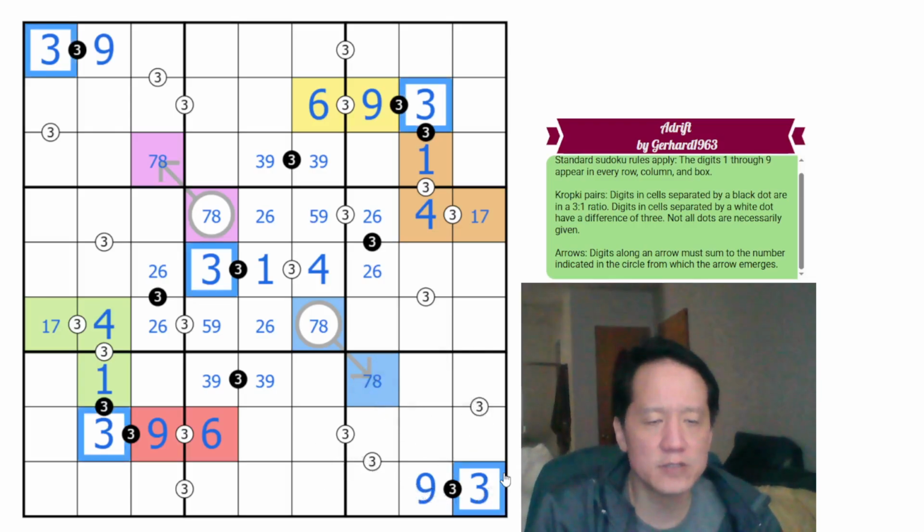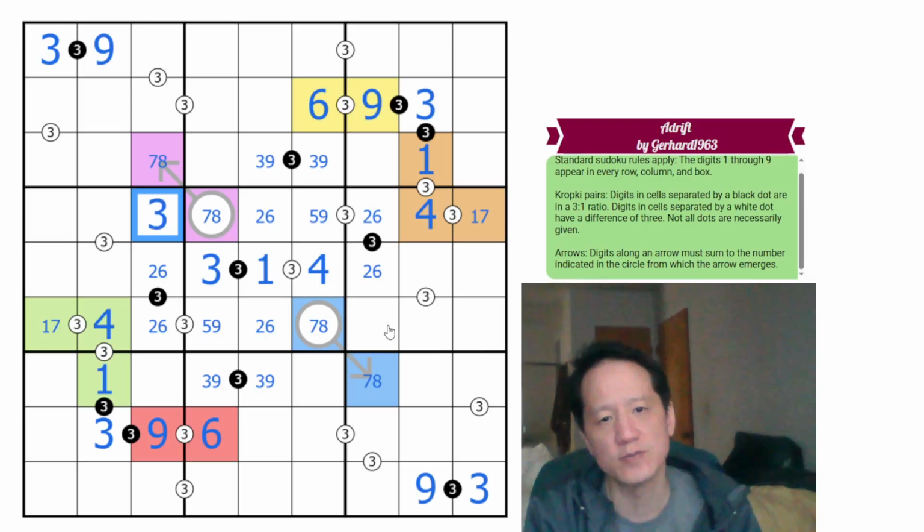And we celebrate. Where can the 3 be in column 3 now? Can't be any of these because of this 3. Can't be any of these. Can't be here because this has to be a 2, 6 pair. Therefore, this is a 3, and this is a 3.